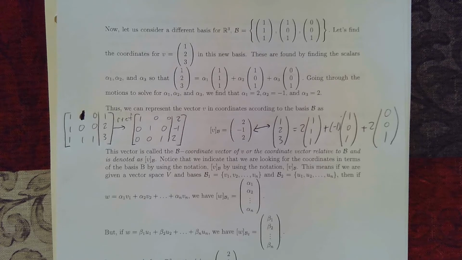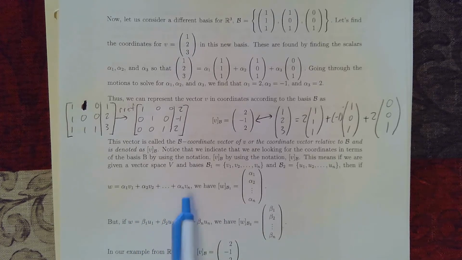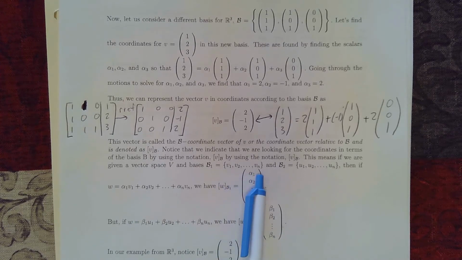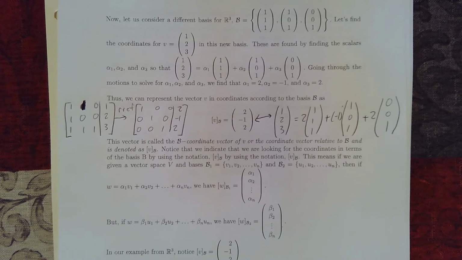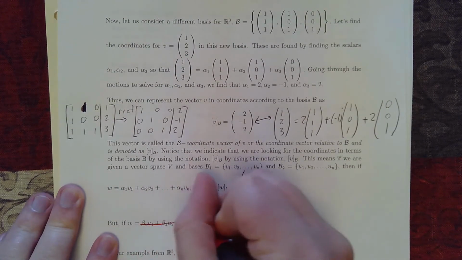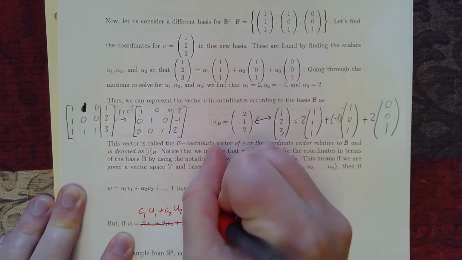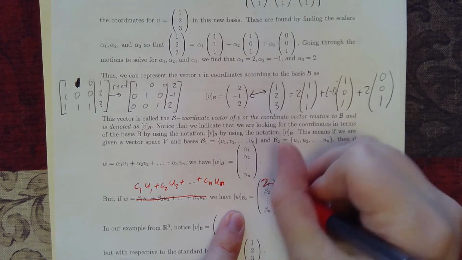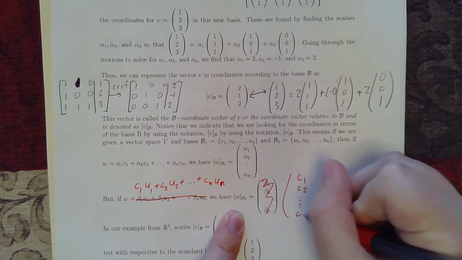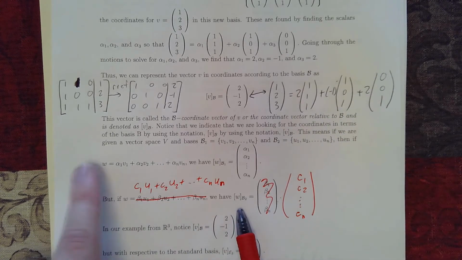So if we have multiple bases, we can talk about the same vector. Say that we had some vector w, and it was equal to alpha 1 v1 plus alpha 2 v2 all the way through alpha n vn, where these v's are in this first basis. Then the coordinate vector for w with respect to B1 will just be alpha 1 through alpha n. But say instead that w was equal to some c1 u1 plus c2 u2 all the way through cn un. Then our coordinate vector for w with respect to our second basis would be c1, c2 through cn. So we're really just storing the coefficients of the linear combination needed in order to obtain whatever vector this is.